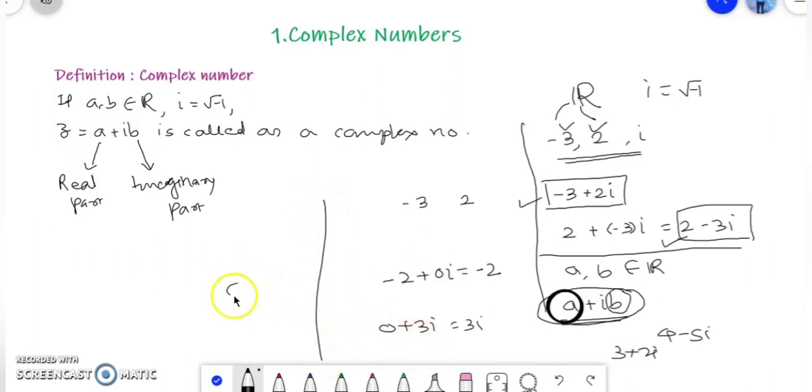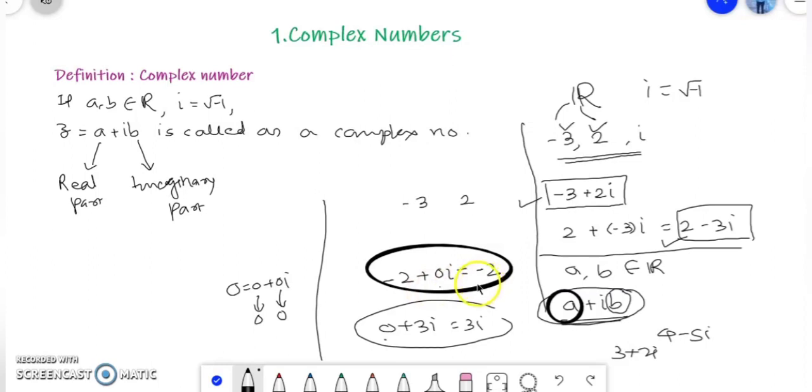Even 0 is considered as 0 plus 0i. 0 plus 0i is also in the form a plus ib, where the real part is 0 and the imaginary part is also 0, and that is 0. So 0 is a real number, we know, but it can also be treated as a complex number because it can be written in the a plus ib form. So any number written in a plus ib form, where a, b are real numbers and i is root of minus 1, is called a complex number. a is called the real part and b the imaginary part. A number like minus 2 is called a purely real number.